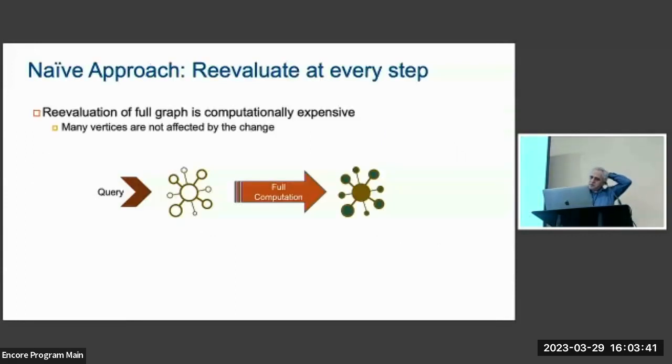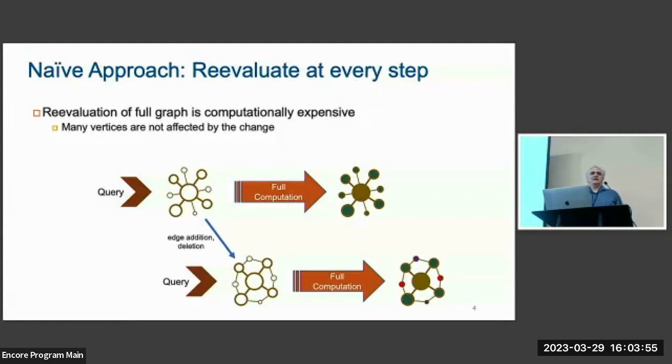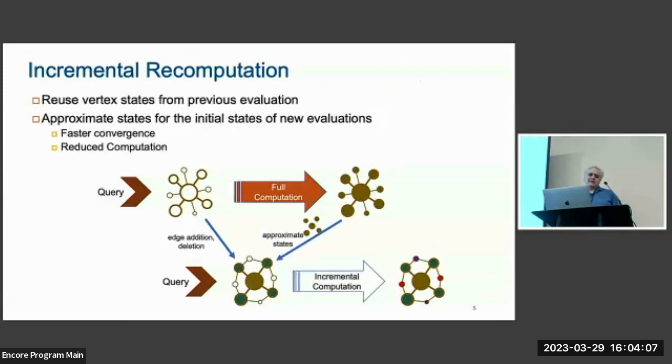There are two baseline approaches. One is the naive, don't-do-anything-clever approach, where you just solve the query independently on each snapshot. Here's the first graph, solve the query, throw all of that away, restart the computation on the updated graph, and solve the query again, and now you have a new result, and so on. Or you could do incremental recomputation, or streaming graphs.